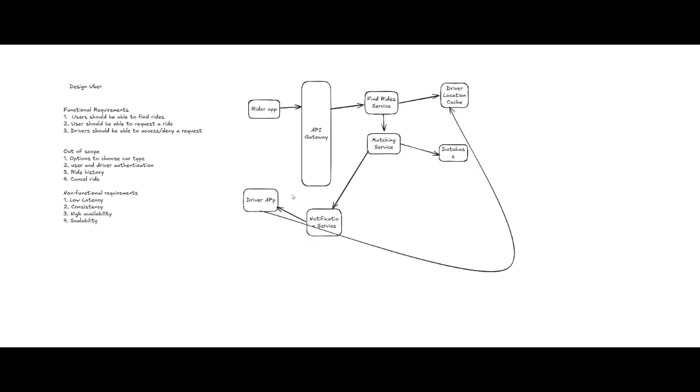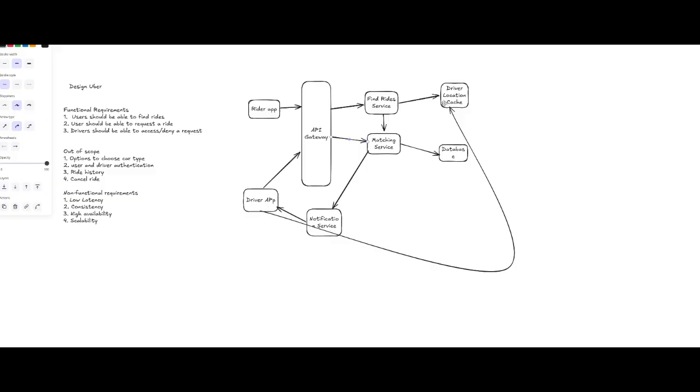So that's what the driver app does, periodically sending heartbeats to the driver location cache. That's one part. And the second part is, let's assume that the driver already got the request and is going to accept or deny it. In that case, the flow works like this: from the driver app, the request goes to the API gateway. From the API gateway, whether the driver accepted or rejected, the request goes to the matching service. The matching service will update the database, so if they accepted it, it will change the status to accepted, and if they denied, it will update the status to denied.